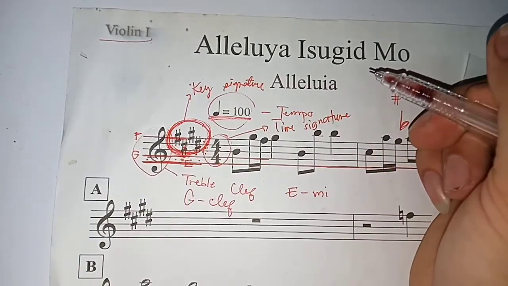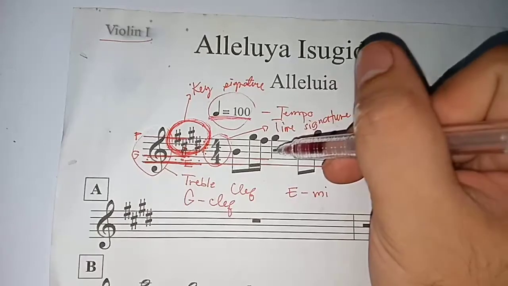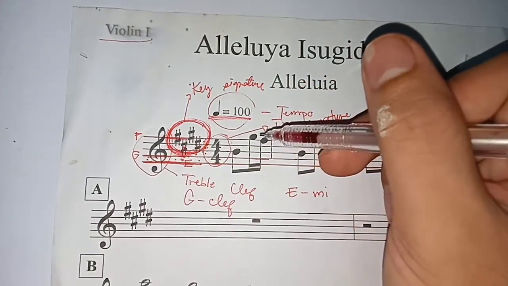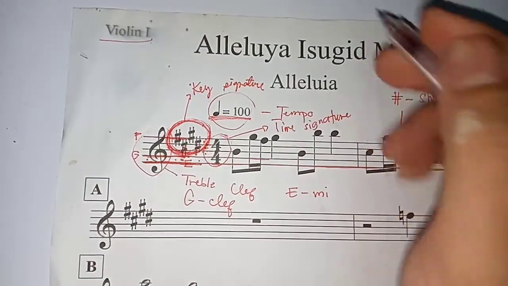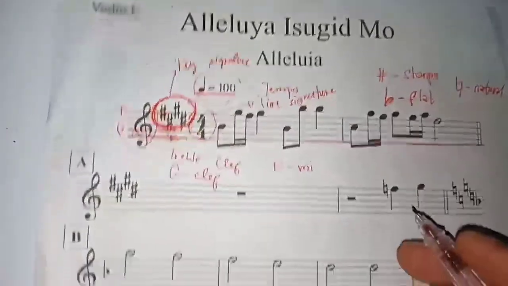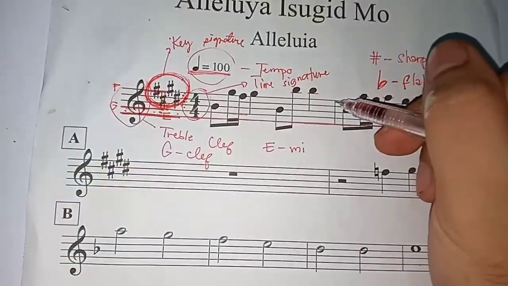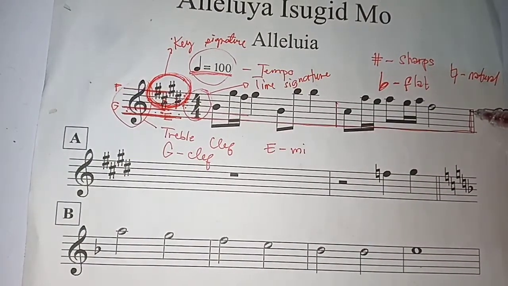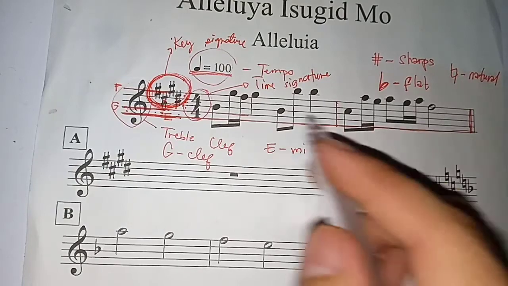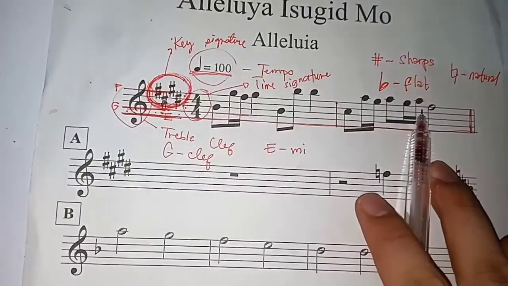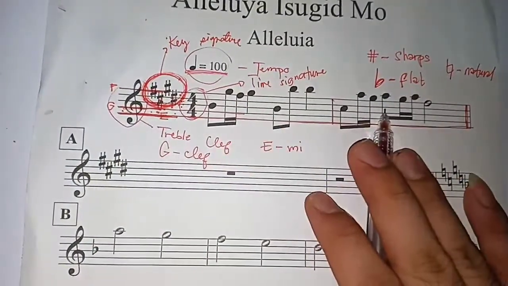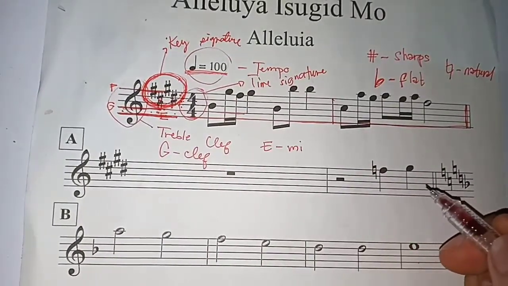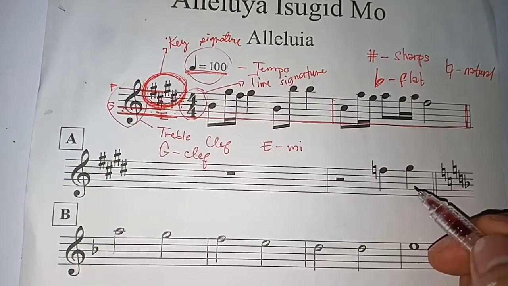So the time signature, its function is that it determines how many beats are in every measure. As you can observe in this score, these bar lines are the boundaries of every measure. So this one is the first measure, this one the second measure, a third measure, a fourth measure.